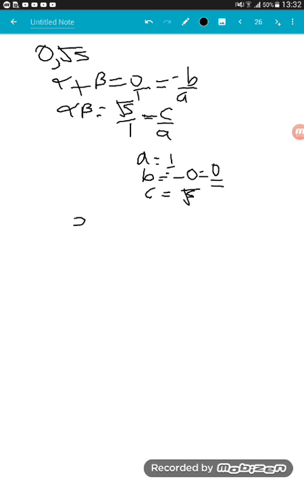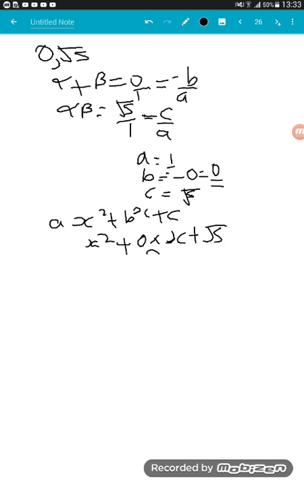So we put it in the equation ax square plus bx plus c, it will be x square plus 0 into x plus root 5. 0 into x is nothing but 0 itself, so x square plus root 5. So this is how you get the equation. It's not necessary to find the value of x also. You just have to get the equation. So the equation is x square plus root 5.